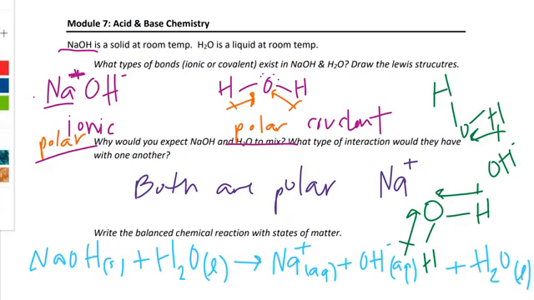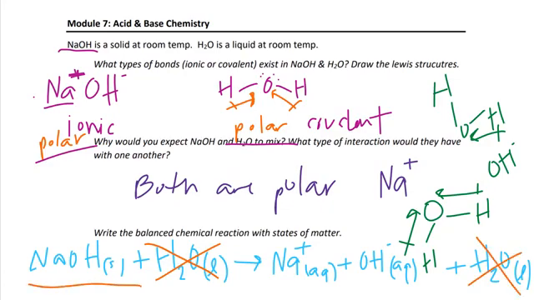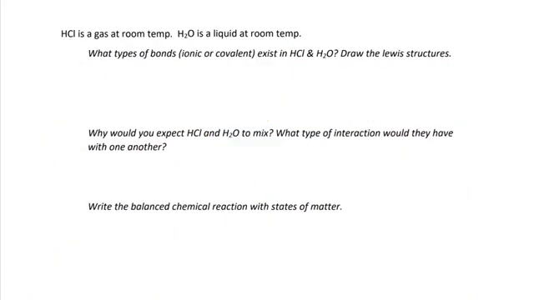We could also choose, since nothing happened to the water, that water surrounded the sodium and the hydroxide ions, to leave out the water and just write the dissociation of sodium hydroxide down into sodium ions and hydroxide ions. Either one is fine. All right, let's look at another example.